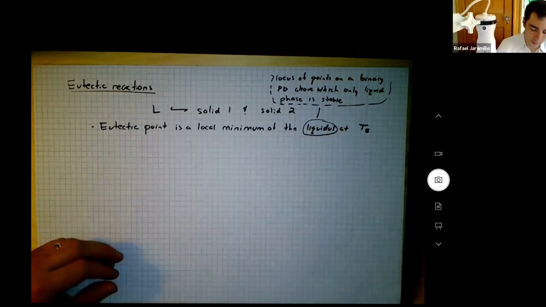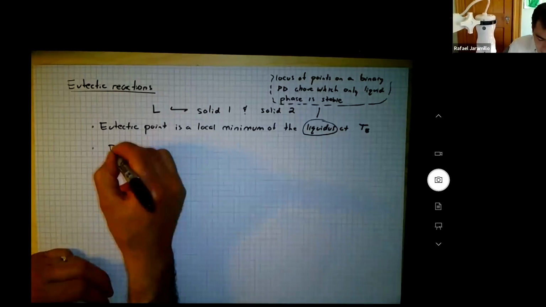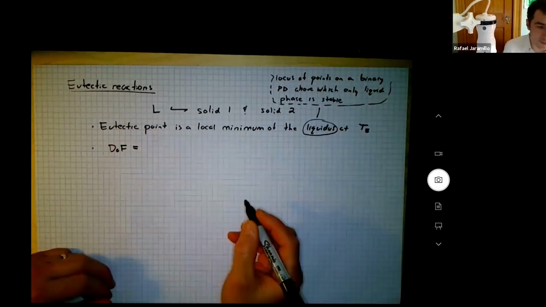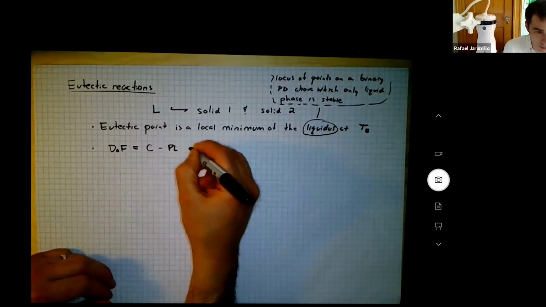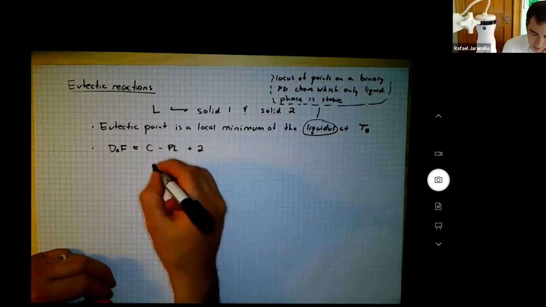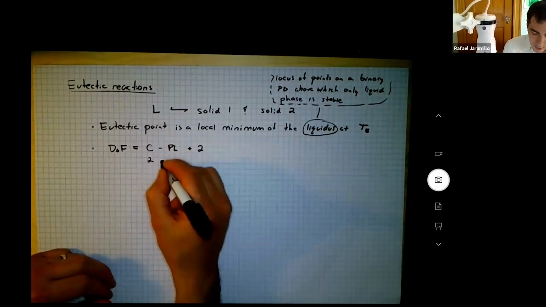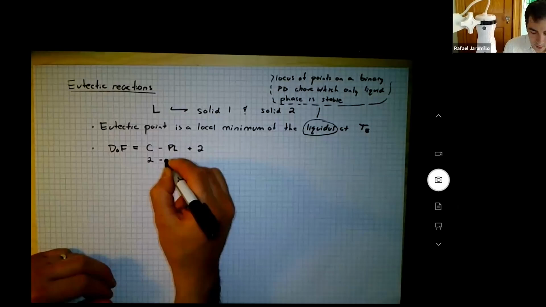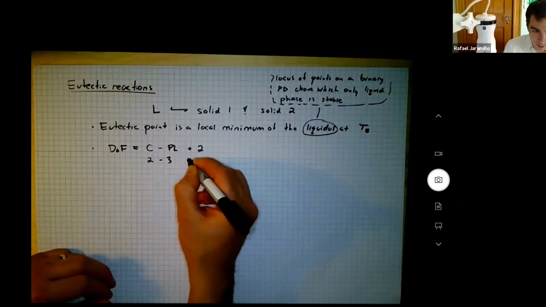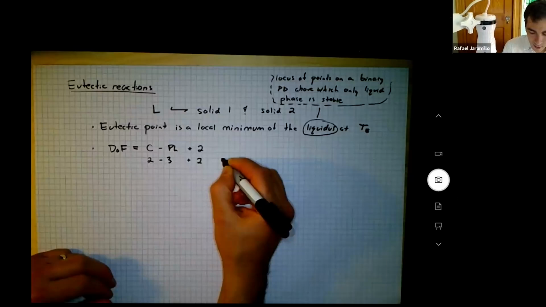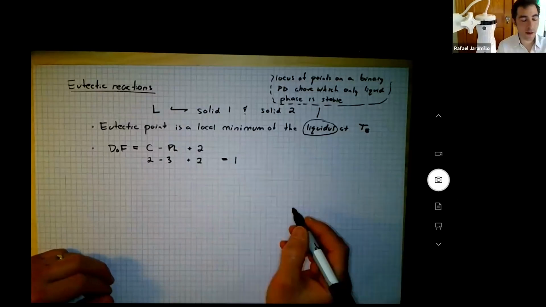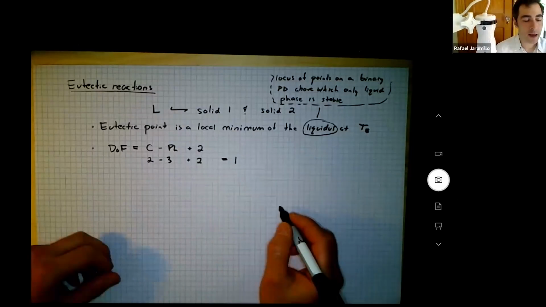All right. What does Gibbs phase rule tell us? Gibbs phase rule tells us that degrees of freedom in such a thing is C minus phase plus 2. And so that's 2 minus 3 plus 2. So that's 1. So I have 1 degree of freedom at a eutectic point.